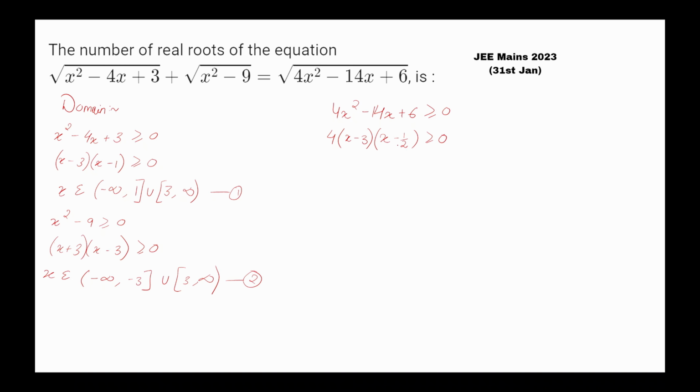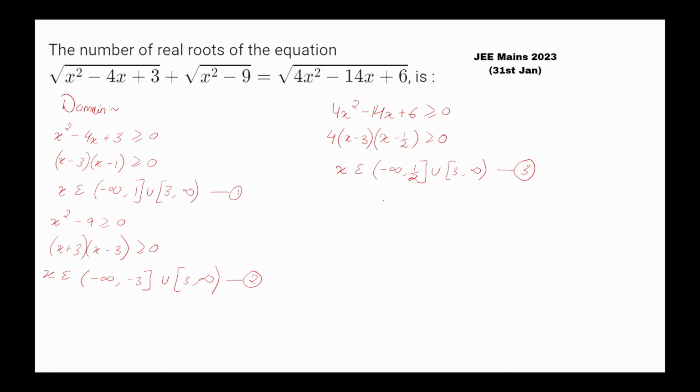So this would become the factors of this equation. So from here what are we getting? 4 can simply be removed. So we get x belongs from minus infinity to half union 3 to infinity. So we've gotten our 3 domains now.